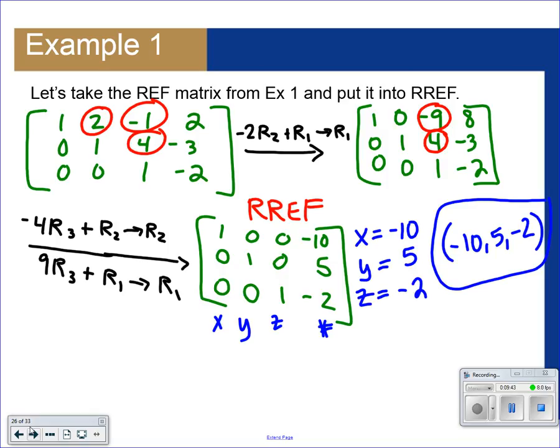What do you mean? Reduced row echelon form, you solve every system that way. No, you should be able to put it in reduced row echelon form.